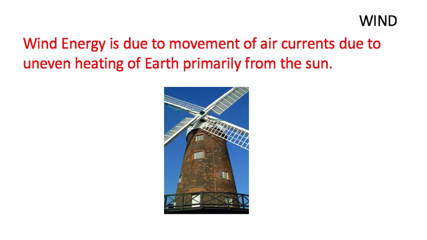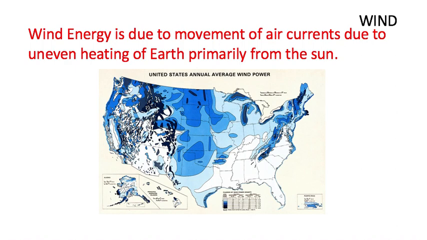Okay, the next one is wind energy. Wind energy is due to the movement of air currents and the uneven heating of the earth primarily from the sun. So it's kind of logical to say that wind energy is partially due to the sun as well. That's kind of interesting. Wind energy is not new, as you can see from this picture. People have been harnessing wind energy for a very long time. Wind energy is dependent upon the topography of the area.